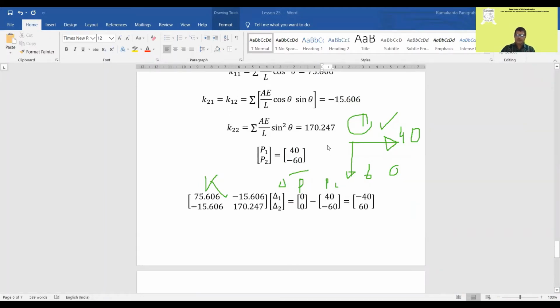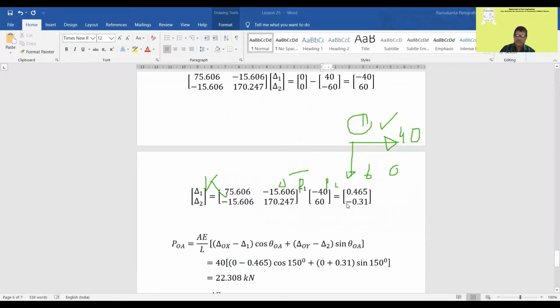So that will give the value P equal to 0, 0 and 40 minus 60. P1, P2 is 40 minus 60. So you can put the values to find out the total nodes, P minus PL. Then you can find these values. Do the inverse and find delta 1, delta 2. If you are able to find delta 1, delta 2, okay, 0.465 and minus 0.31.